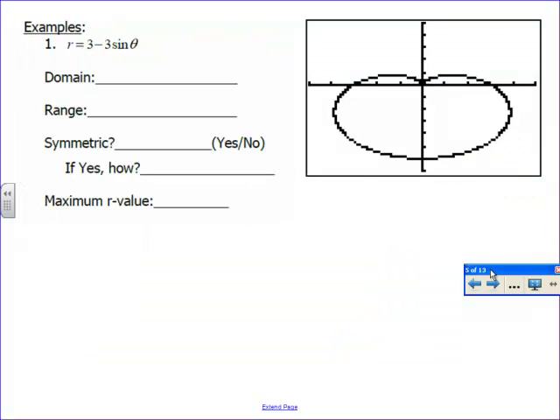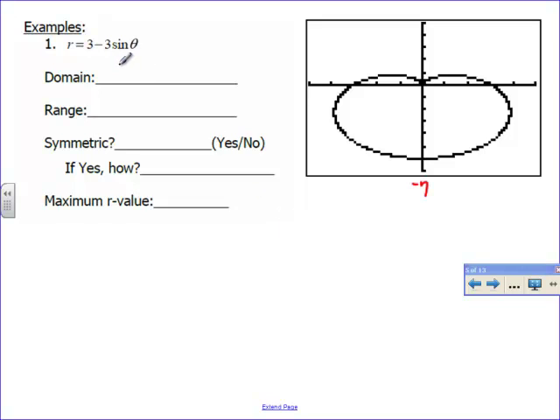Okay, so we've got a couple examples of these. The first is 3 minus 3 sine theta. If you graph this in your calculator in the window we've been using, you will not see the whole curve. So you will notice that in my graph over here, I have extended my y minimum to negative 1, 2, 3, 4, 5, 6, 7. So my y min is now negative 7 instead of negative 5.